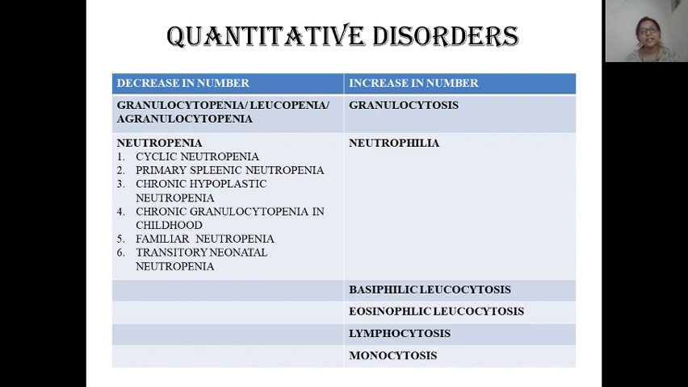Now here is a classification of the quantitative disorders. Decrease and increase in the numbers of all the leukocytes is described here. This is a classification. Agranulocytopenia, neutropenia; and an increase in the number: granulocytosis, neutrophilia, basophilic leukocytosis, eosinophilic leukocytosis, lymphocytosis, and monocytosis.